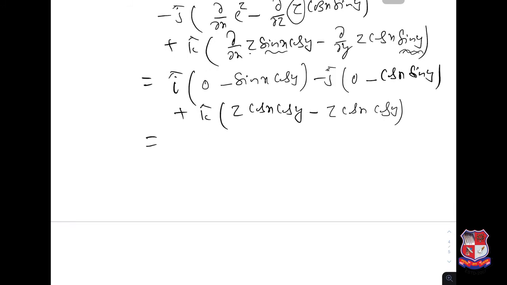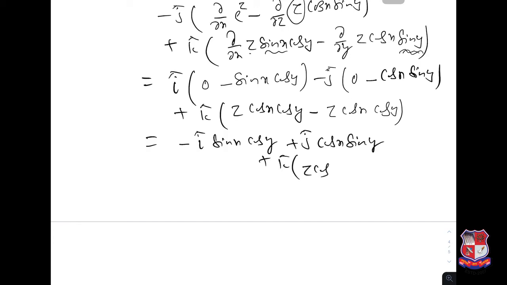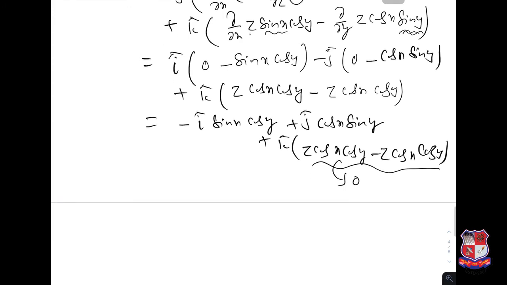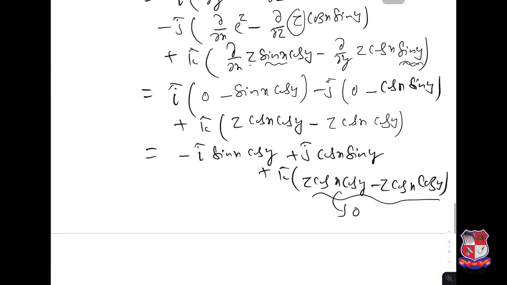So this is equal to minus i sin x cosine y plus j cosine x sin y plus k times (z cosine x cosine y minus z cosine x cosine y). So that is 0. This is nothing but the curl of f.